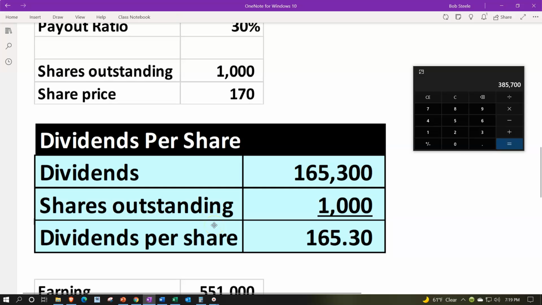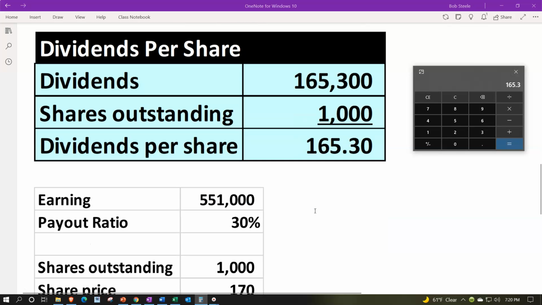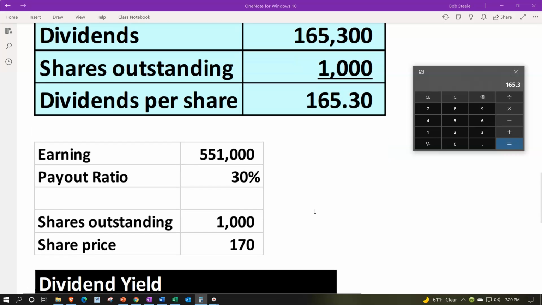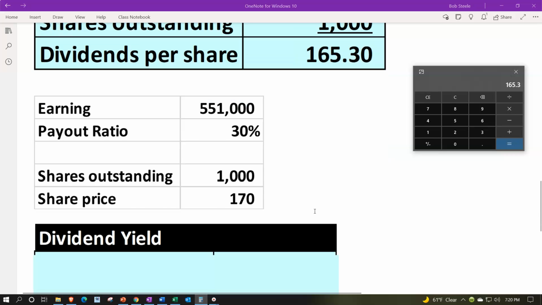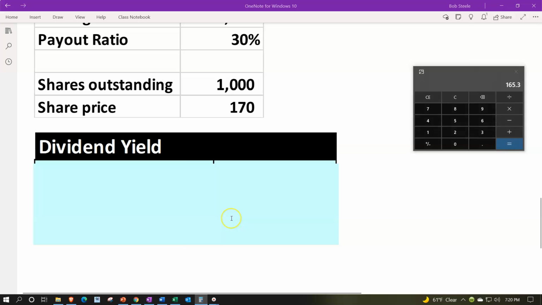So if we take the 165.3 divided by the 1,000, let's go ahead and do that in the calculator for the fun of it. Divided by 1,000, we get the 165.3. That's one we should probably be able to do in our head, but the calculator gets bored if we don't use it. So we got to keep the calculator busy here.